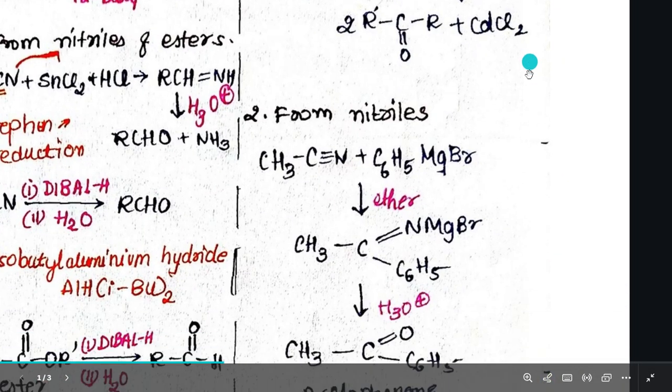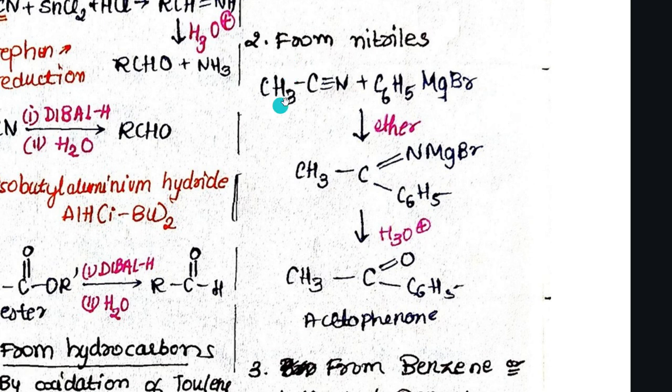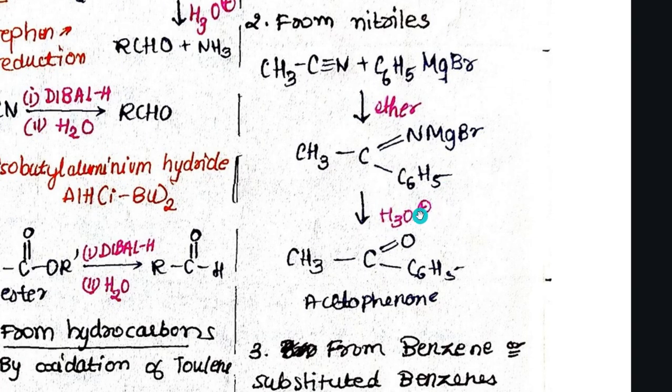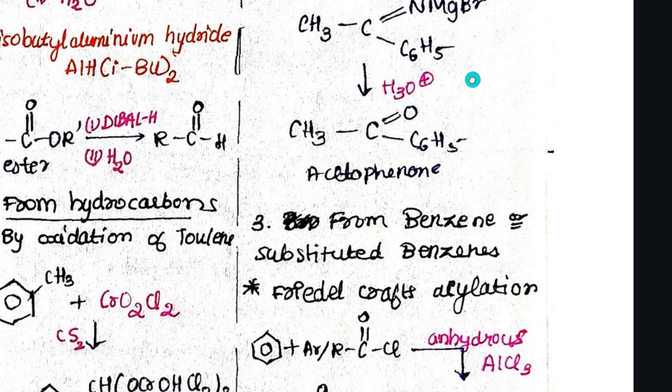From nitriles, if we have the second method, which is CH3 C triple bond N plus C6H5 MgBr, reacting this with an ether, what will happen? CH3 C, this triple bond gets divided. Double bond will go to NMgBr and a single bond will go to C6H5. Okay, now what is happening here? H3O plus, again reaction with hydronium ion, it will give us CH3 C double bond O C6H5. In short, this MgBr is vanished or replaced by oxygen.